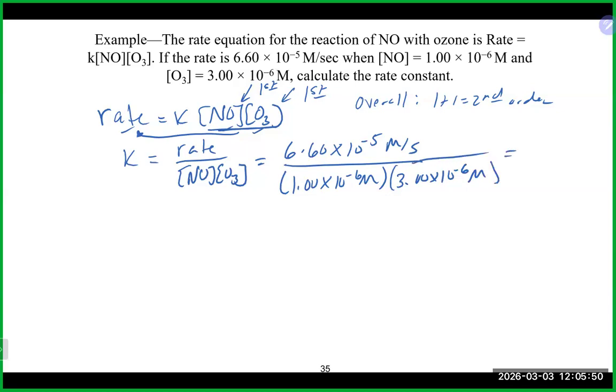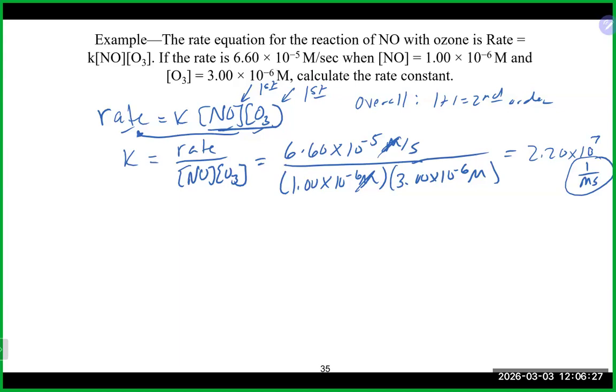Clearly, you want to make sure you are definitely using your exponent button when punching these in. 6.6 E minus 5 divided by 1 E minus 6 divided by 3 E minus 6 is going to get us 2.20 times 10 to the 7 in this case. And once again, the units here, molarity up on top, will cancel one of the molarities on the bottom. That's going to give us 1 over molar seconds. Once again, we see similar units to the previous one. That was also second order.